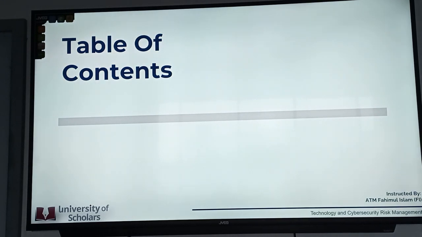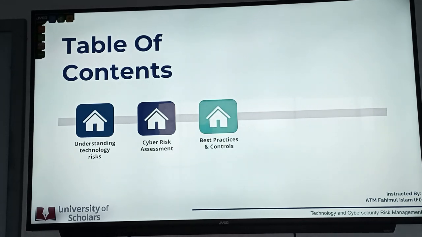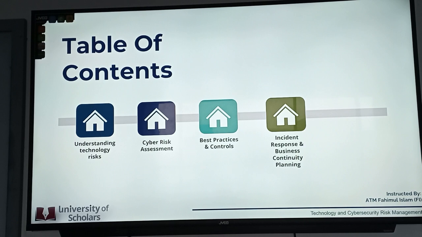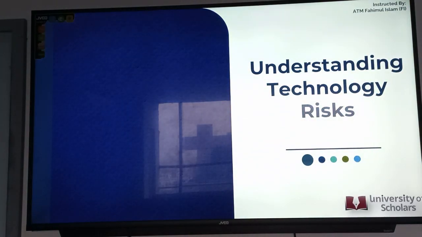What should we learn in this chapter? We will be introducing you to the technology risks, what are they, and some examples of them. Then we will discuss cyber risk assessment. Moving on to the best practices and controls, what we should do and what we shouldn't. In certain situations, we will discuss some cases along with these, and we will discuss incident response and business continuity planning. And finally, we will discuss some emerging technologies which are very much relevant to our studies, their risks, and how to mitigate them.